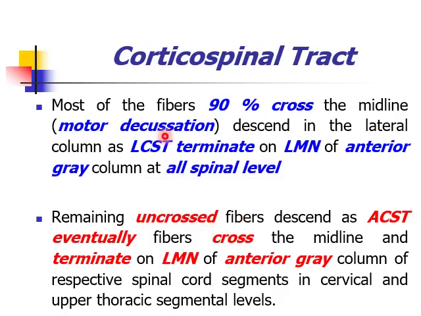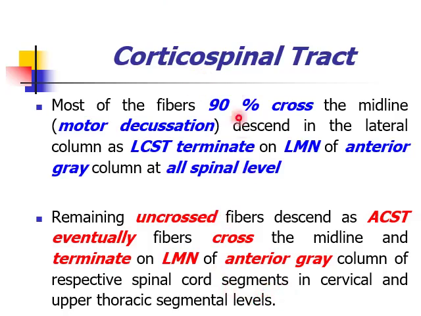Whereas another part of the corticospinal tract, the 10% that did not cross with the 90%, form what we call uncrossed fibers, descending as the anterior corticospinal tract. Eventually, they cross the midline and terminate in the lower motor neuron of the anterior gray column of the respective spinal cord segment in cervical and upper thoracic levels. So, the lateral corticospinal tract is represented in the whole length of the spinal cord, while the anterior corticospinal tract is only represented in the cervical and the upper thoracic segments.